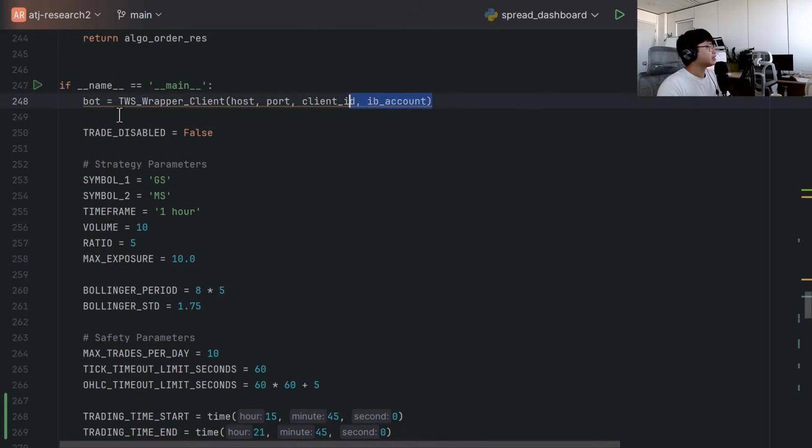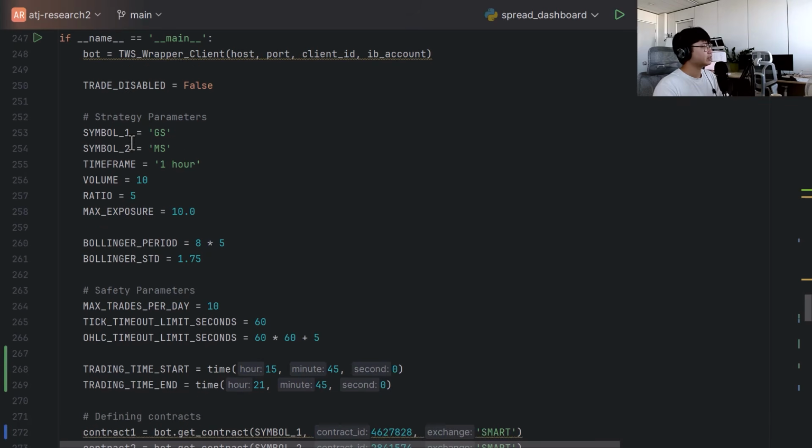Here we are now initializing the trading bot class. So bot is equal to TWS wrapper client. Here we are just adding the configurations, and with this trading bot, we now have access to the market data in TWS, and also we can send trades to the TWS platform. So this strategy, again, is trading Goldman Sachs, which is symbol 1 is equal to GS, and the second symbol is Morgan Stanley, or MS. So the time frame that we are trading is 1 hour, and we are trading in the increments of 10 stocks per trade. So the volume is equal to 10.